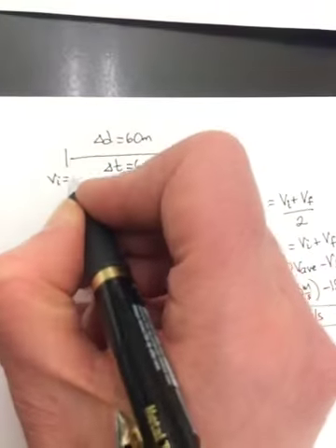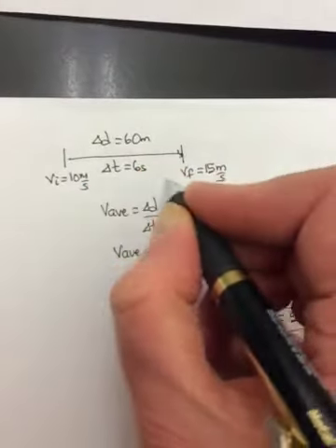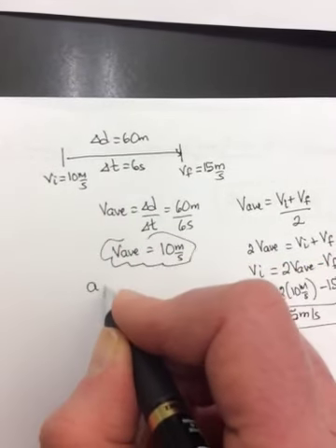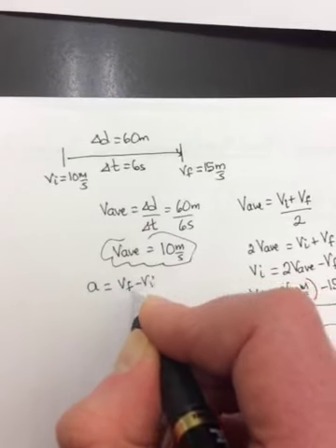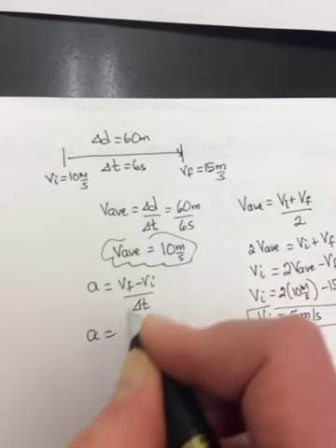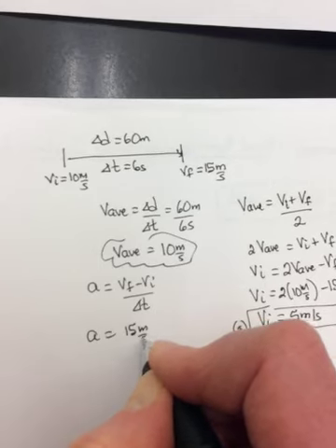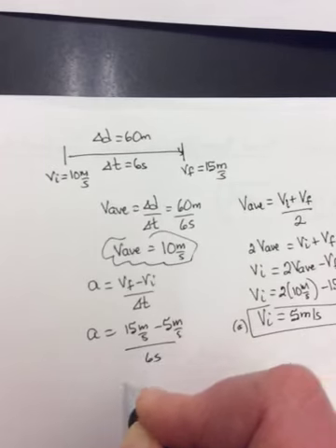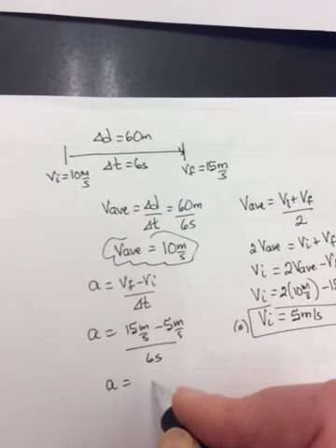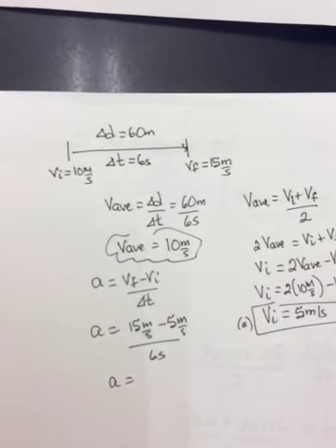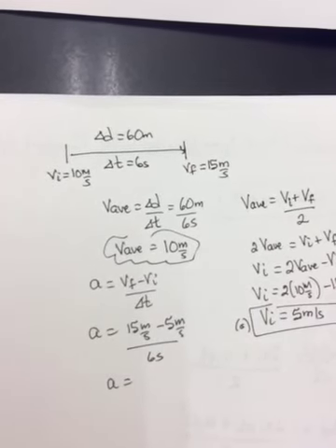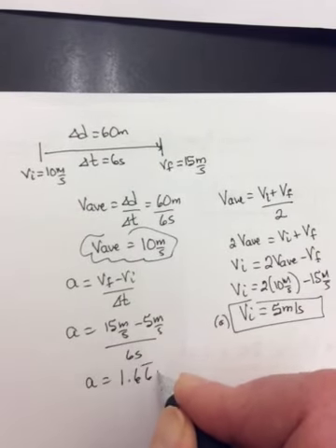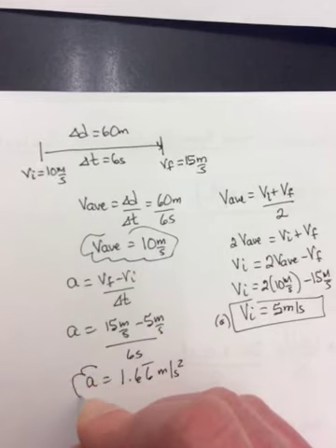Well, now that you have your VI and you have your delta T and your VF, you can find A. A is equal to VF minus VI over delta T. So A is equal to 15 meters per second minus 5 meters per second, what we found over here, divided by 6 seconds. So 10 divided by 6, 1.6 repeating, I think. Yeah, 1.6 repeating meters per second squared. Part B.